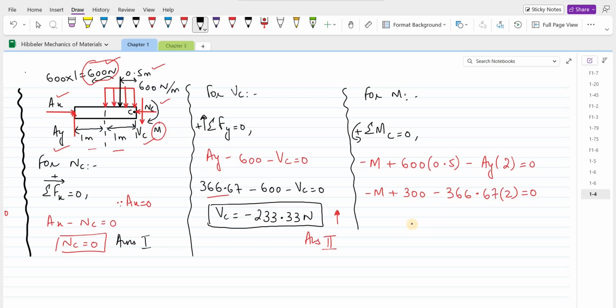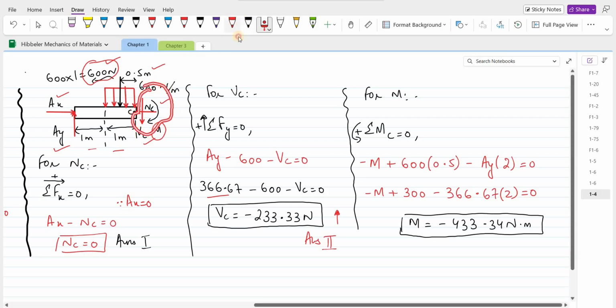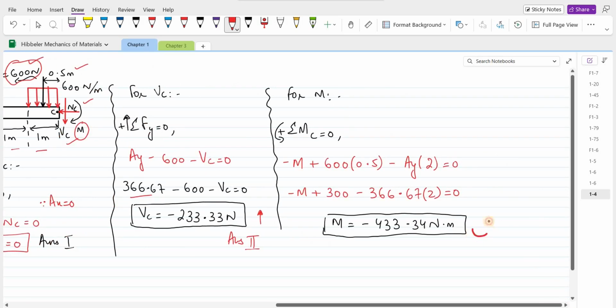So upon simplification, M comes out to be negative 433.34 newton meters. Again, we are getting a negative answer. So the negative answer means that the direction we had assumed earlier for the internal moment M is incorrect. Earlier we had assumed it as clockwise, but in actual it is anti-clockwise or counterclockwise. So this is our third answer.